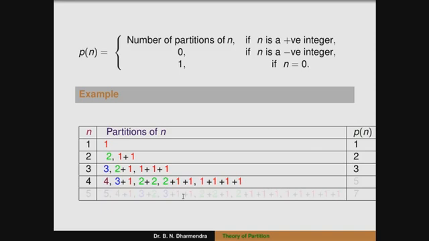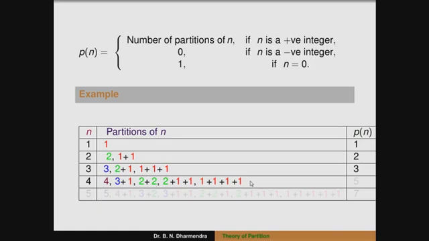So overall, the number of partitions of 4 is 5: 4 is the first, 3 plus 1 is the second, 2 plus 2 is the third, 2 plus 1 plus 1 is the fourth, and 1 plus 1 plus 1 plus 1 is the fifth.